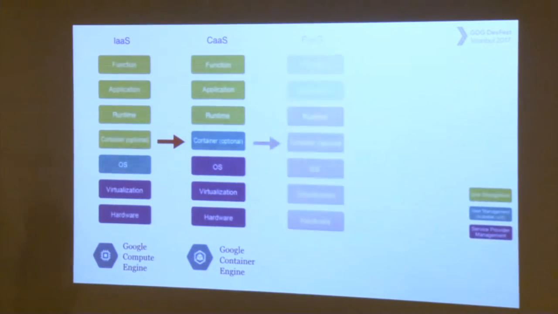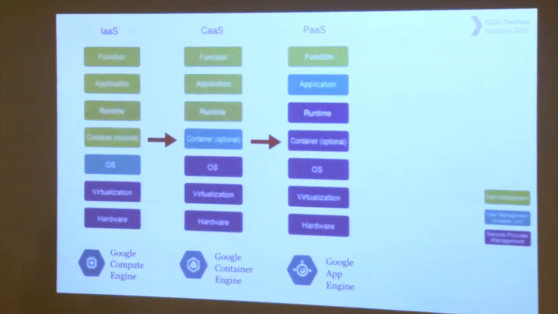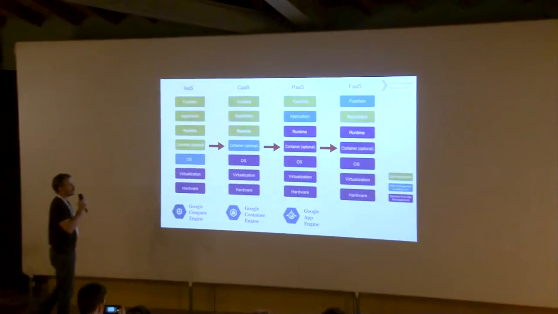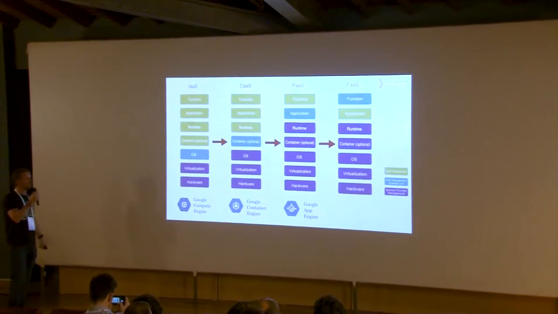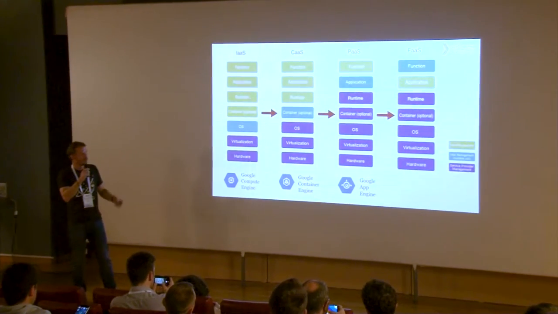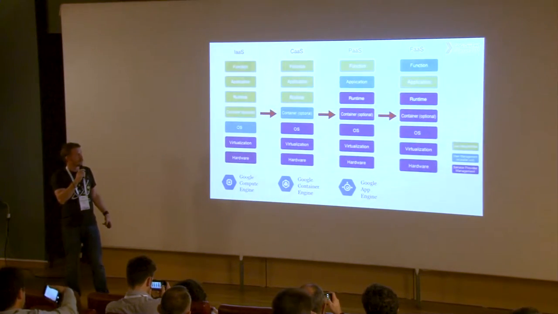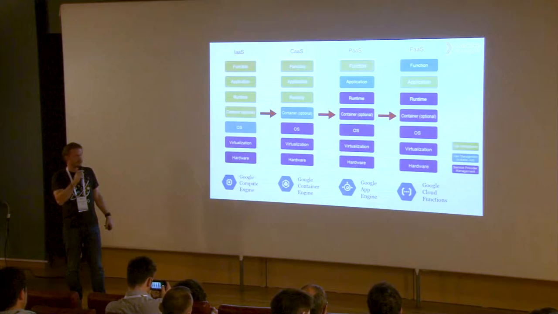And the next level is platform as a service, with a higher level of abstraction and a lower level of responsibility of the developer. And that is Google App Engine. And the last type of services is function as a service. This is the highest level of abstraction and the lowest level of responsibilities. The service for function as a service from Google is named Google Cloud Functions.